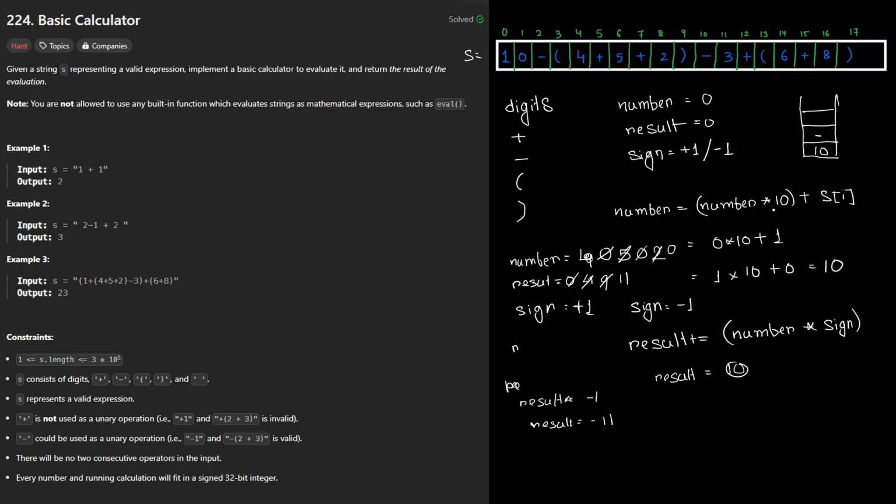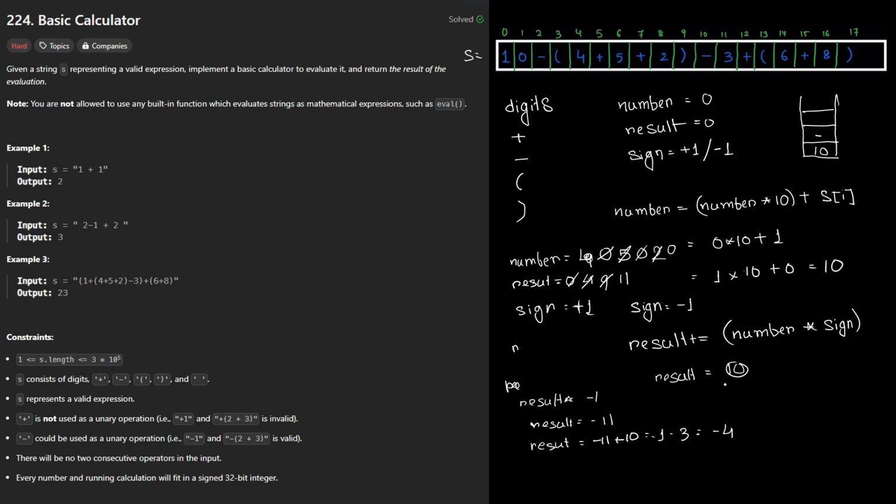And then we have another 10, which is a positive sign. So our result would be minus 11 plus 10, which is 1. Now we are getting another negative. Once we're getting a negative sign, the same principle is going to work, and our sign would become negative. Then we're getting 3. So minus 1 minus 3 would be minus 4. Then we are getting a positive sign.